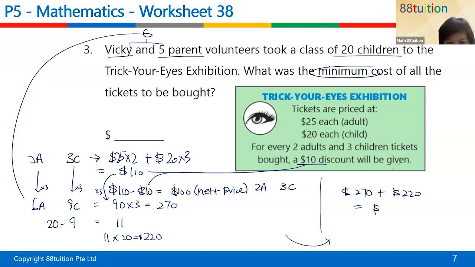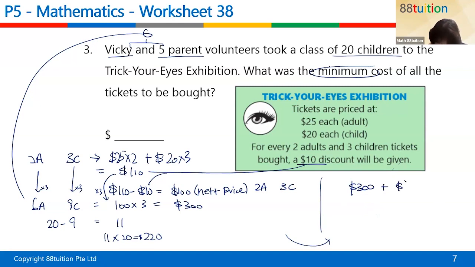It's 100. Okay, so this one must be 100 times 3. And that gives me 300. So that's why I find it funny. Okay, so 300 must plus my 220. That gets me to 520. Okay. All right.